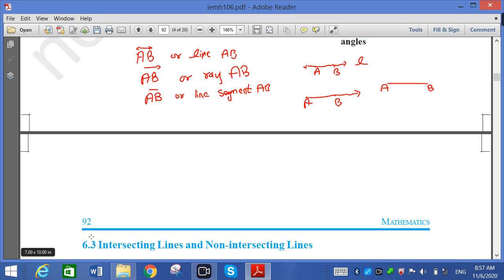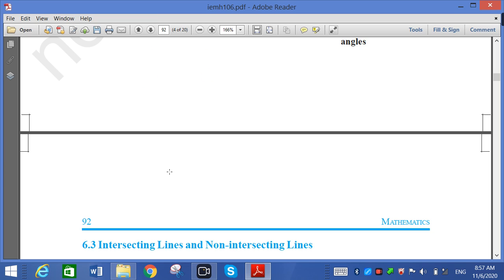Today's topic is intersecting lines and non-intersecting lines. By using these we make an angle. In the last lecture we got the definition of angles, that is A, B and C. Here A is a vertex, AB is a ray, AC is a ray. Now our main topic that we want to start is lines, intersecting lines and non-intersecting lines.